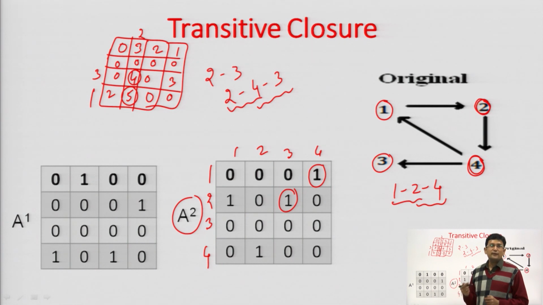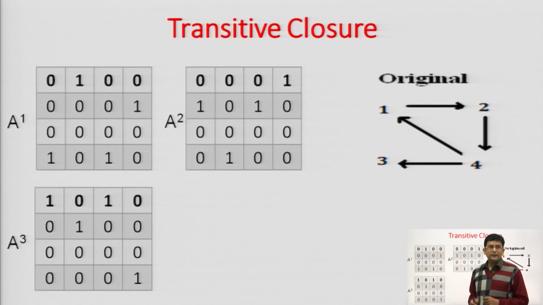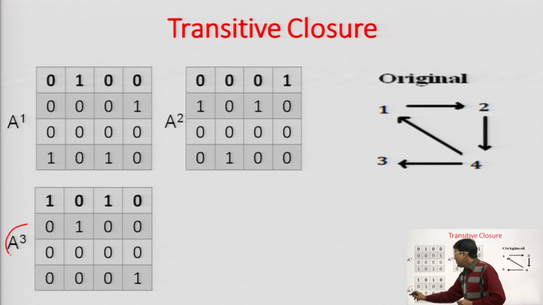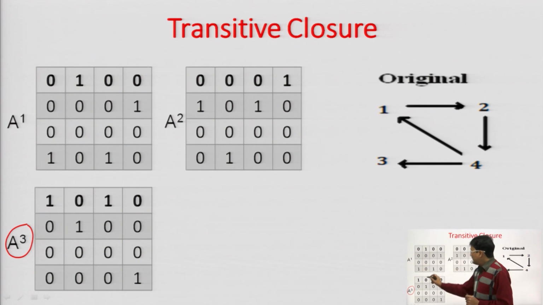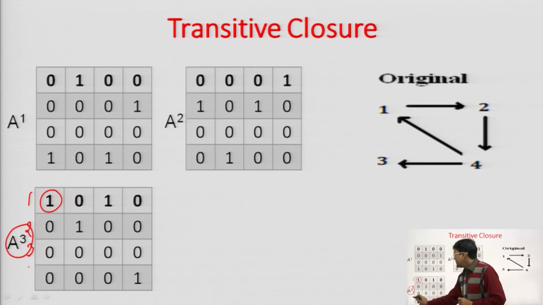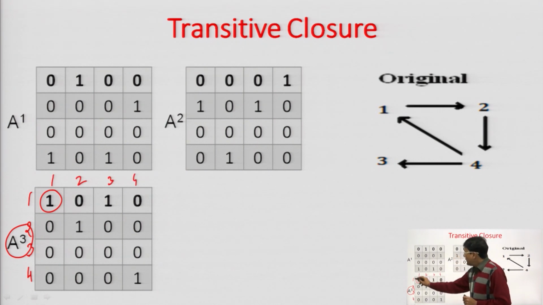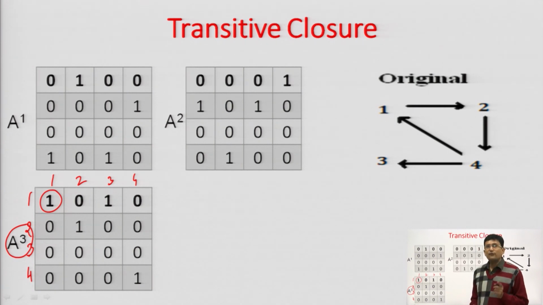Then let us compute A cube. Similarly, what will you do to find A cube? You may multiply the A square matrix with A. So, you have got the A cube matrix. Let us mark the vertex numbers here. So this entry is 1 1. This is telling you that there is one path of length 3 between vertex 1 and 1.